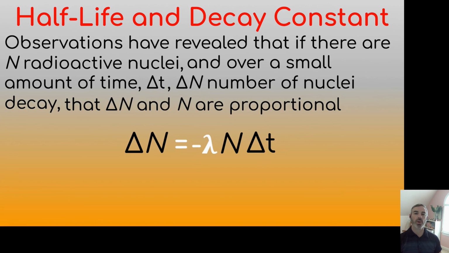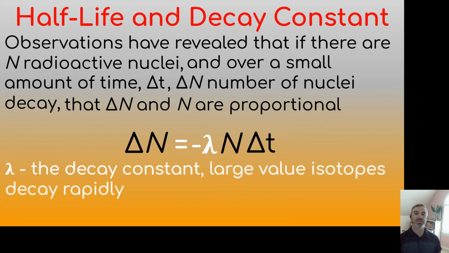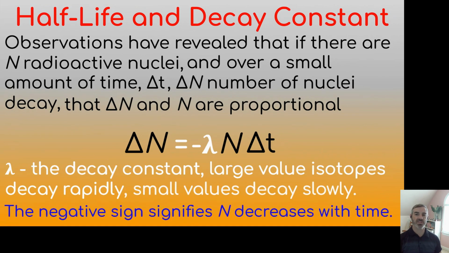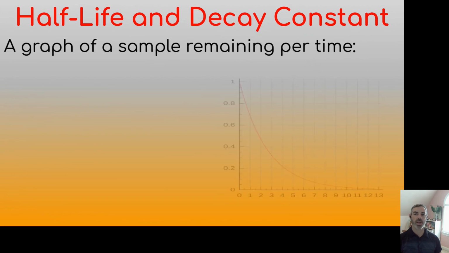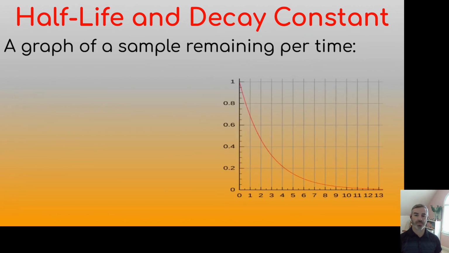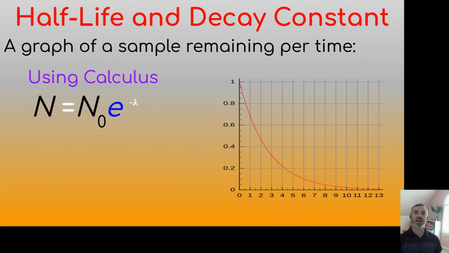Now, lambda represents something called the decay constant for a substance. For a decay constant that has a very large value, the isotopes decay very rapidly, and for small values, they decay very slowly. Now, the negative sign just implies that N is decreasing with time because the number of nuclei are decaying. Now, a graph of a sample remaining per time would look something like this. We can use calculus to derive an equation for this, where the number of nuclei remaining is equal to the initial amount times e raised to the negative decay constant times the overall amount of time.